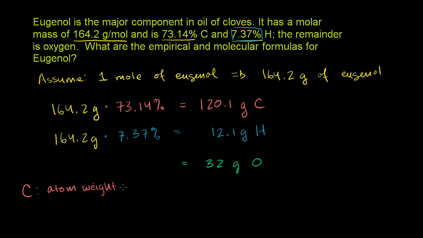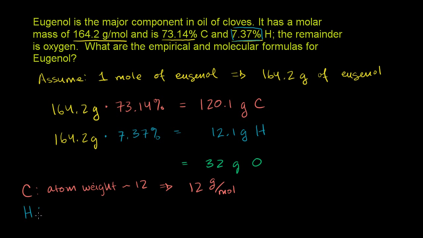But carbon, you should just remember that the atomic weight is pretty close to 12 atomic mass units, which means that carbon has a molar mass. So carbon has a molar mass of 12 grams per mole. Or if you have a mole of carbon molecules, it will have a mass of 12 grams. We do the same thing for the hydrogen and the oxygen.